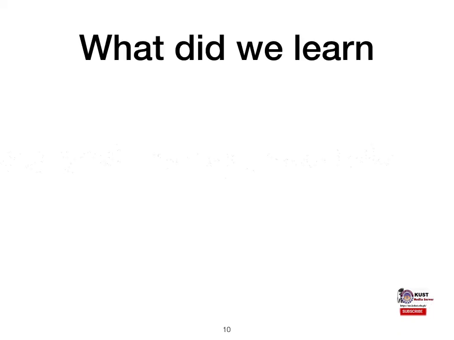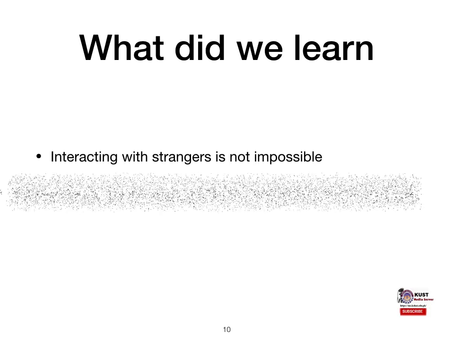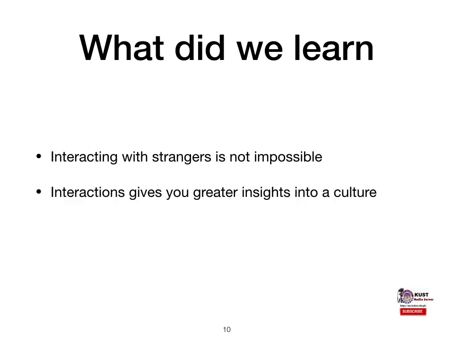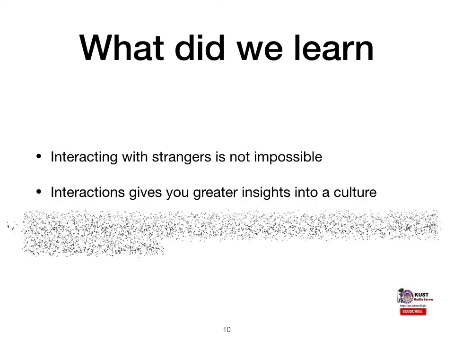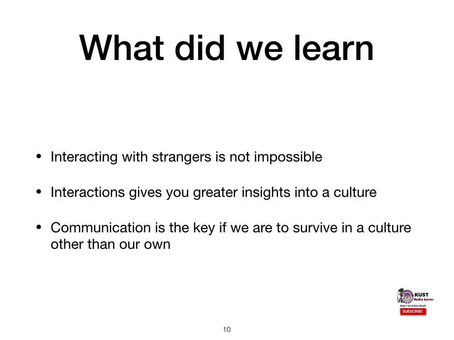So, what did we learn? Obviously, we learned that interacting with strangers is not impossible. When you go to a different place, you'll have different kinds of people, strangers all around, and you'll have to interact with them at some point. Interactions give you greater insights into a culture. So if you want to know about a different culture, the more you interact, the more you'll know and have better insights. And then obviously the last point is that communication is the key if we are to survive in a culture other than our own.